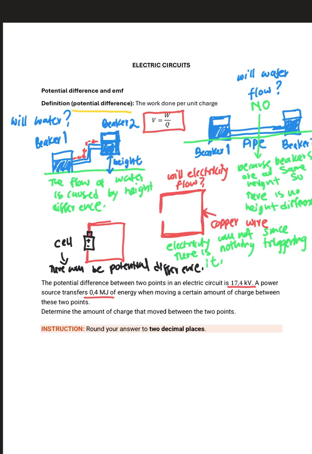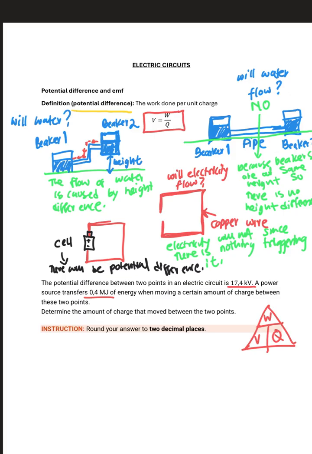Let me show you a quick way of remembering how to do this calculation. This is what you must use. You must remember this rectangle. This will be W, and then this will be V, and this will be Q, right?